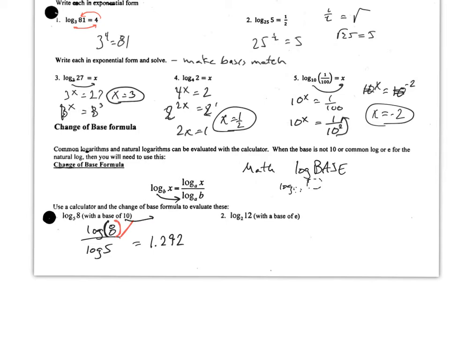This wanted a base 10, so that's the common log. You can do the same thing with the natural log. It doesn't really matter which logarithm button you select as long as you make them the same top and bottom. So this would be the natural log of 12, and again, you'd have to close those parentheses divided by the natural log of 2. Go into 3 decimal places, we get 3.585.